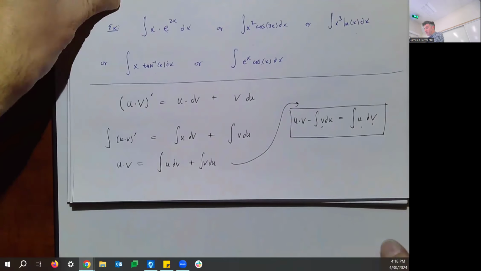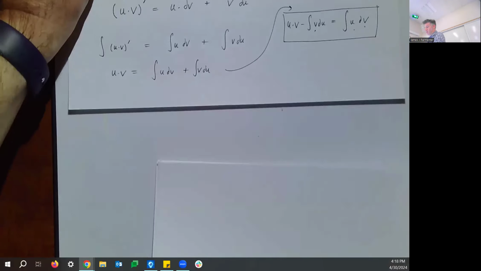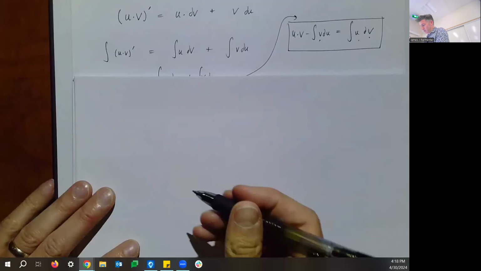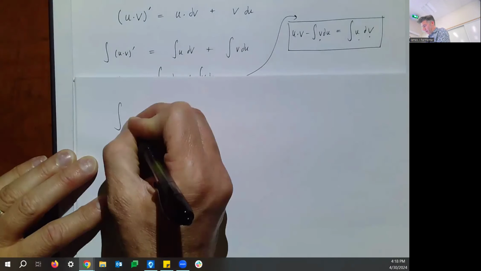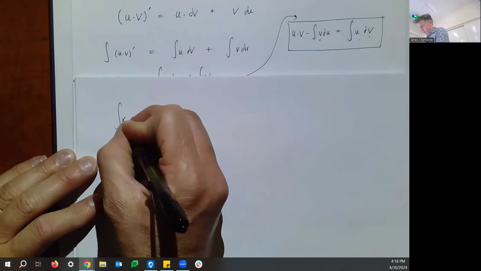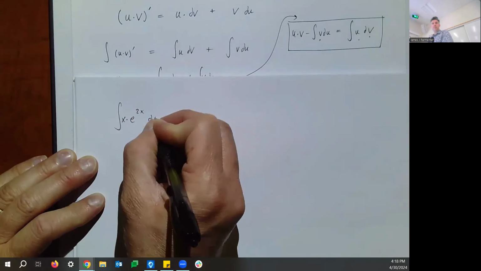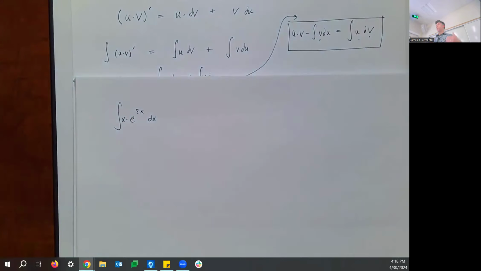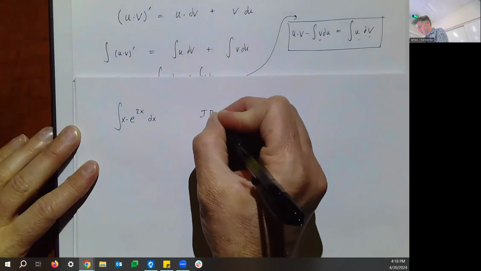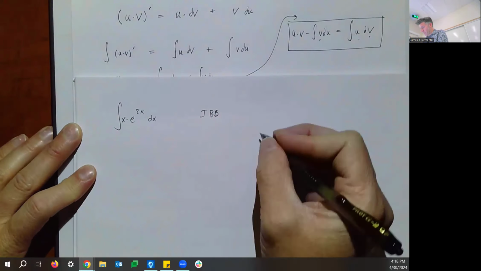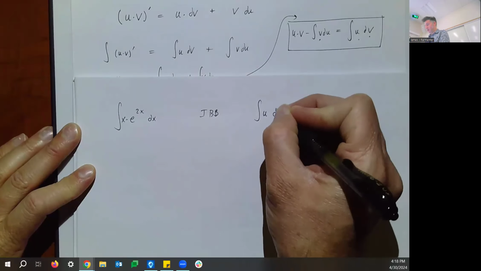So let's look at this first example, actually. Let's say we wanted to find the integral of x times e to the 2x. If we're thinking we're going to use integration by parts, our job is to identify the parts. We have to figure out what the u and the dv are in our integral.